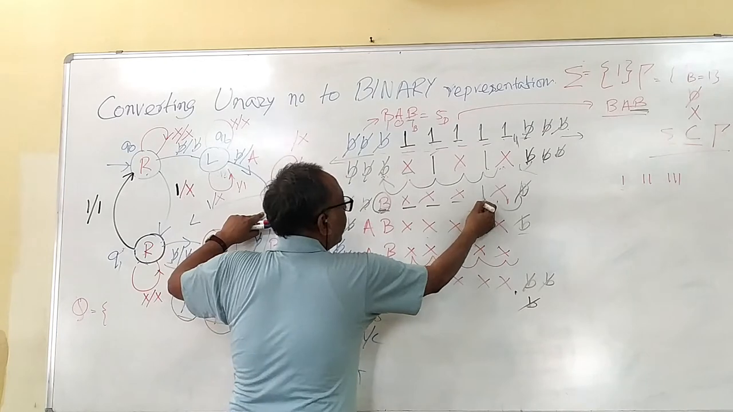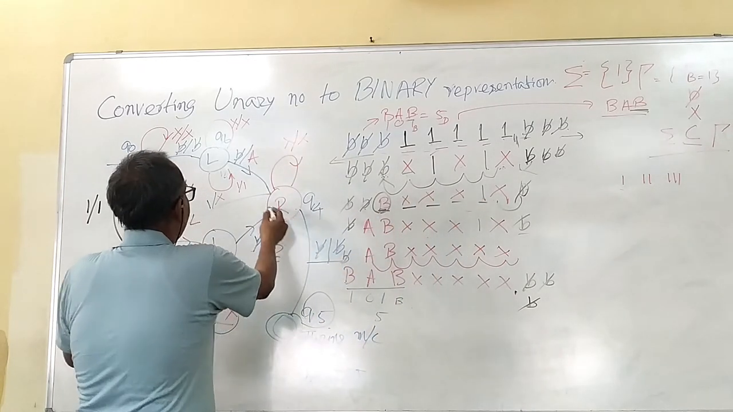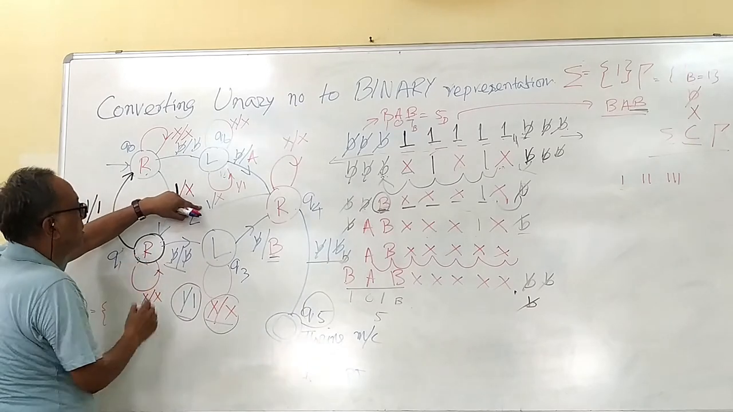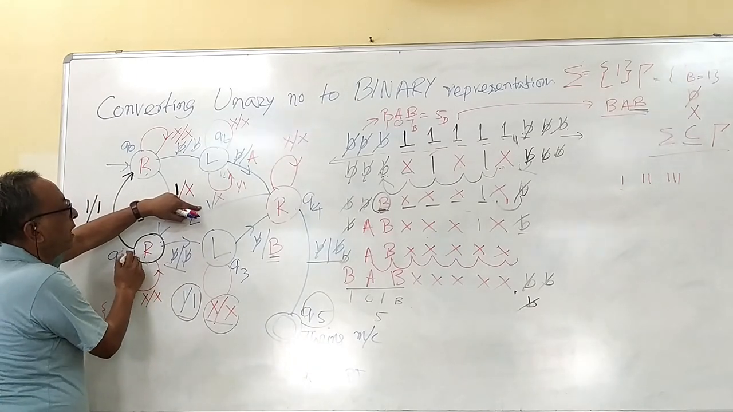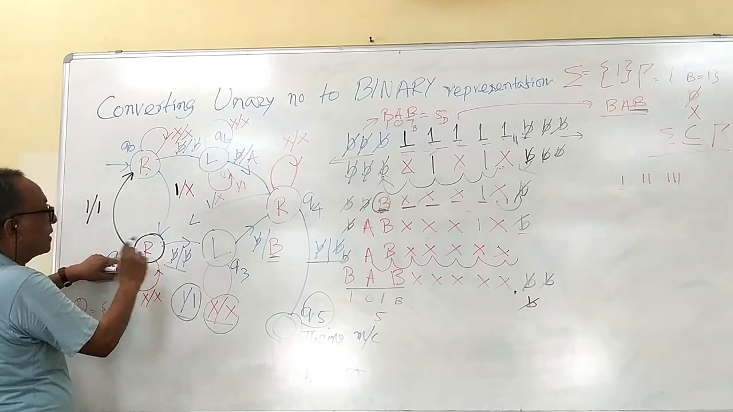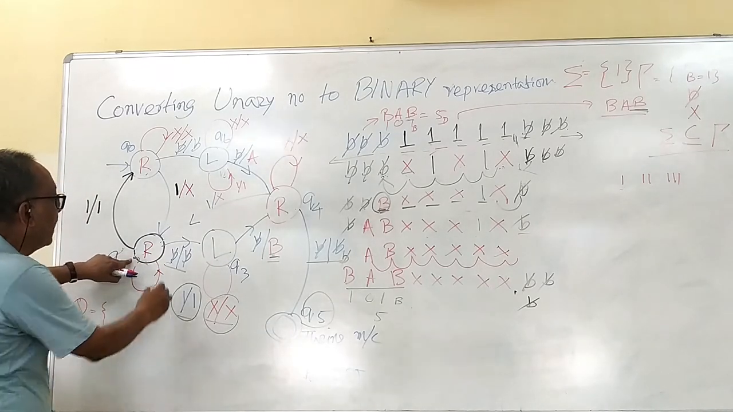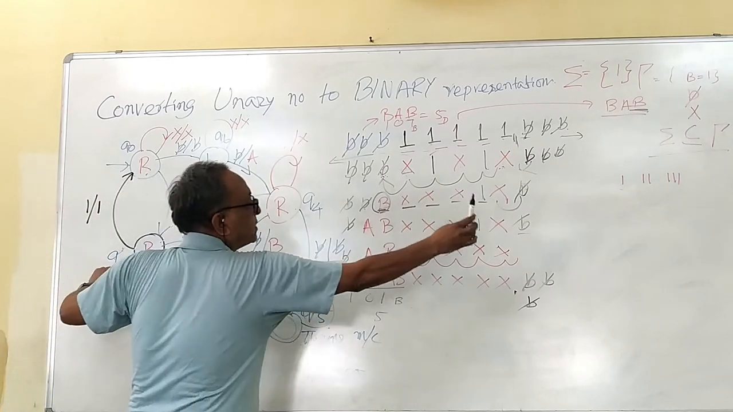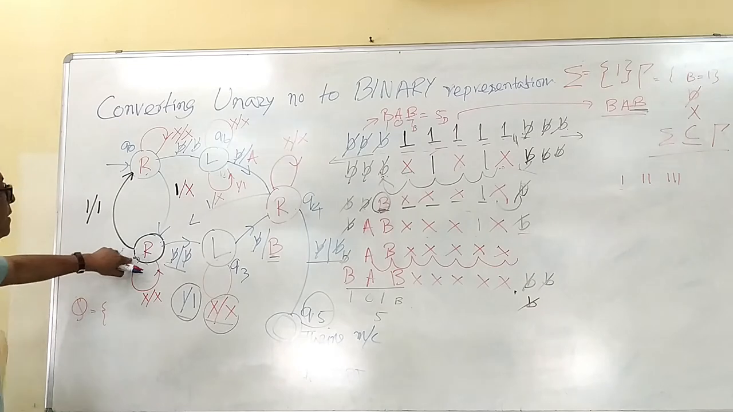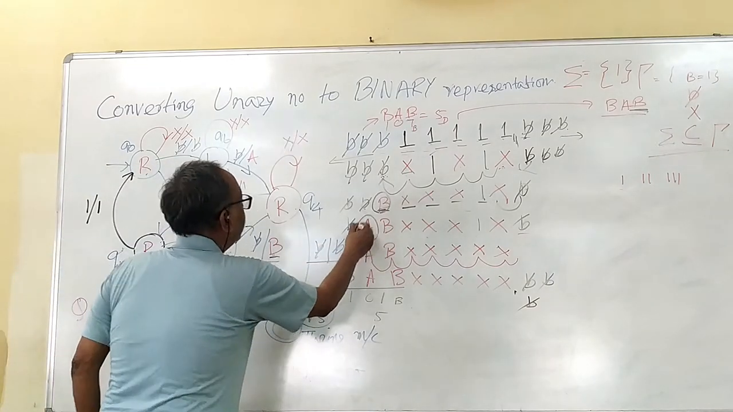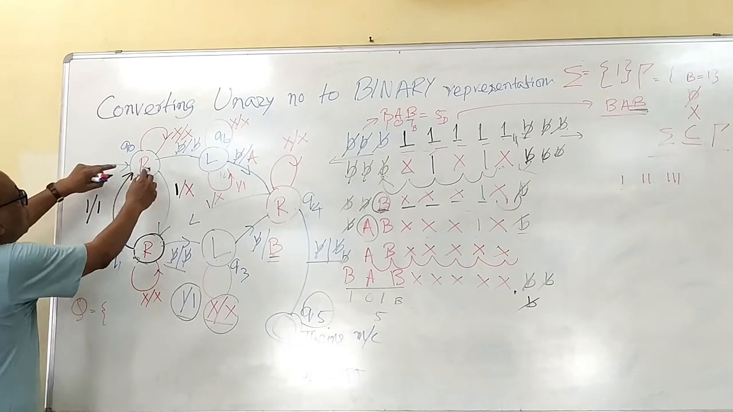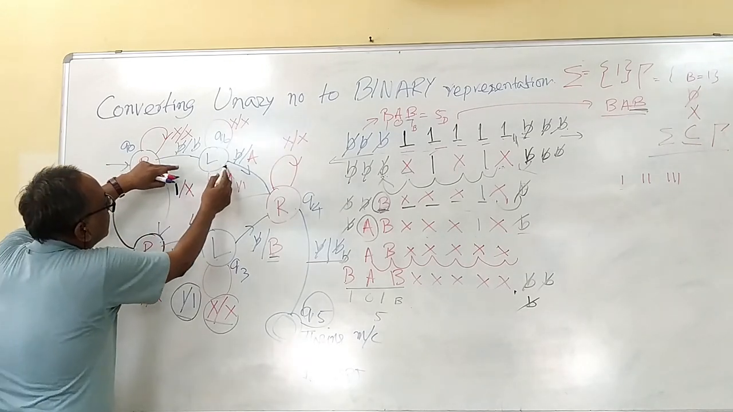When we find one, I should come back to this state. That is, here, odd number of ones. We come back here, do nothing. And again, after one blank, now I will go to see any blank. Then we replace it by A. After seeing this, we go here, we replace it with A.